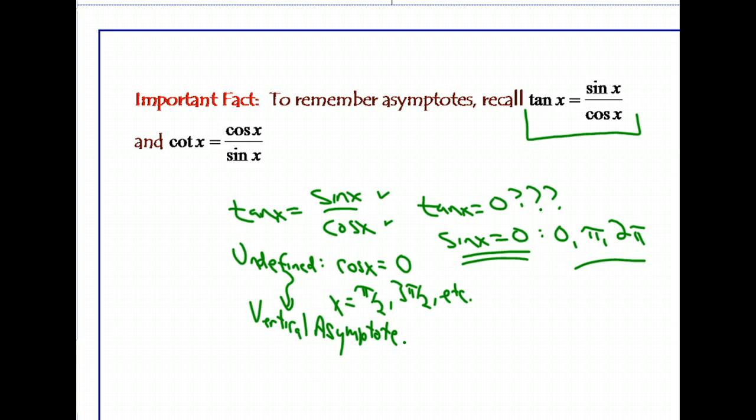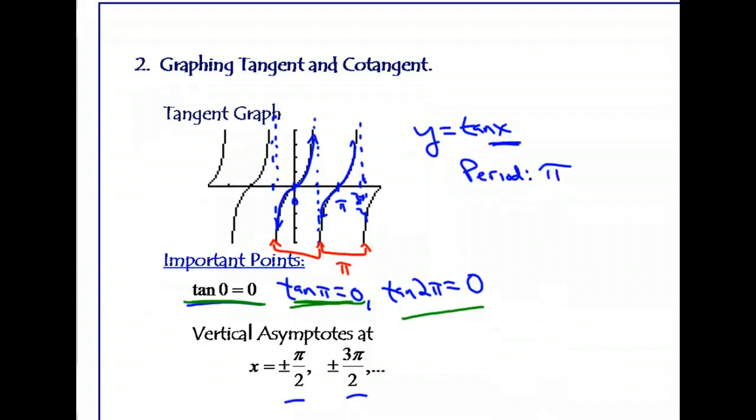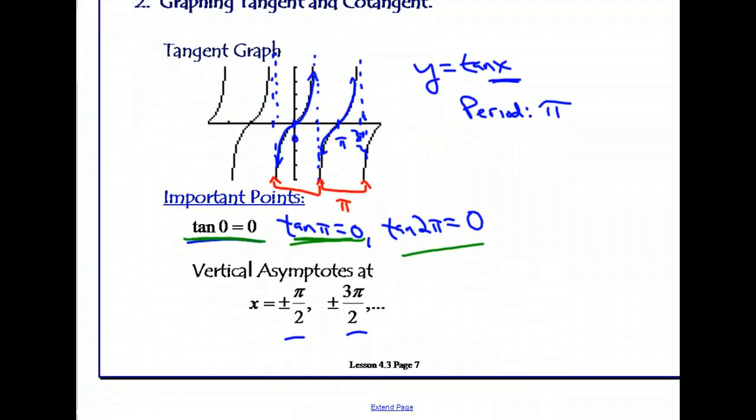And so again, look back at our facts here on our tangent. And those were our facts. Vertical asymptotes where the cosine is 0, at pi halves, 3 pi halves, etc. Okay? So we're not going to spend a lot of time on this. I would remember tangent is 0 at 0, pi, 2 pi. It goes up to the right, down to the left.